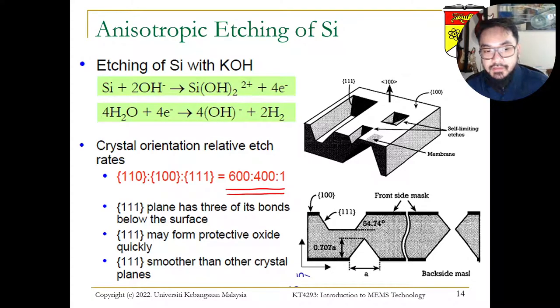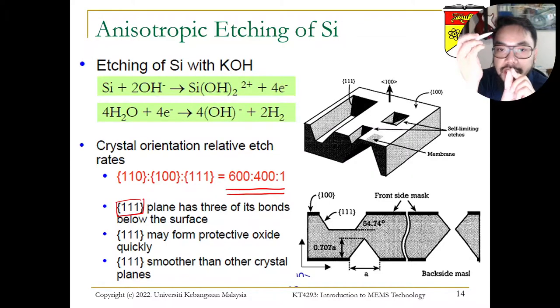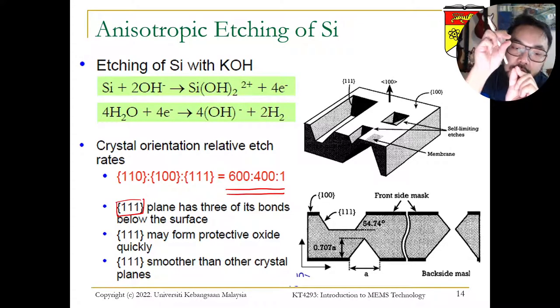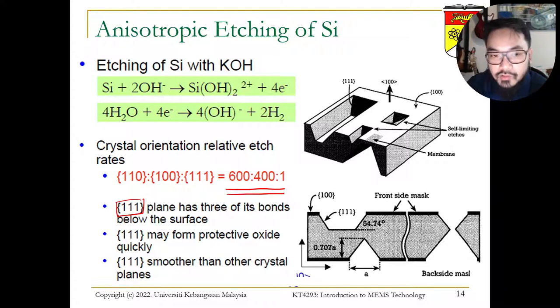Since in the 111 plane, one single silicon atom is connected to four neighboring silicon atoms, one silicon atom is covalently bonded with four silicon atoms. In order to react with this single silicon, you need to break all four covalent bonds. Since in the 111 family plane three of these bonds are below the surface, the etchant, the active etching molecule, cannot react with the bonds underneath the surface. It's hard for it to penetrate for the chemical reaction to occur. So it is slower because three of the bonds are underneath. It can happen, but it takes time, or it needs to happen at a certain angle and so on.